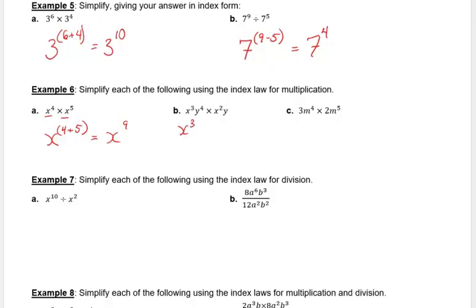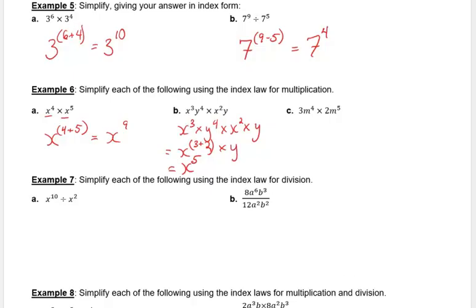This one looks a little bit more complicated, but really it just means, I'll write it out, x to the power of 3 times y to the power of 4 times x to the power of 2 times y to the power of 1. If you look at it in a different order, I can put those x's together, and I'm multiplying, so I'm going to add the powers, which is going to give us x to the power of 5. And then next to that, times the y's.